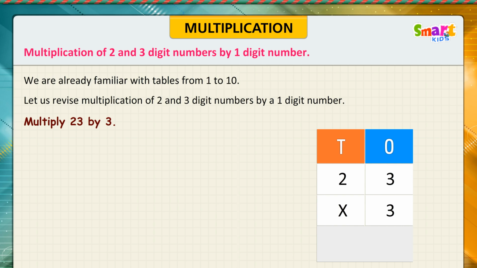First of all, multiply the digit in 1's place by 3. Then multiply the number in 10's place by 3. Therefore, 23 into 3 is equal to 69.